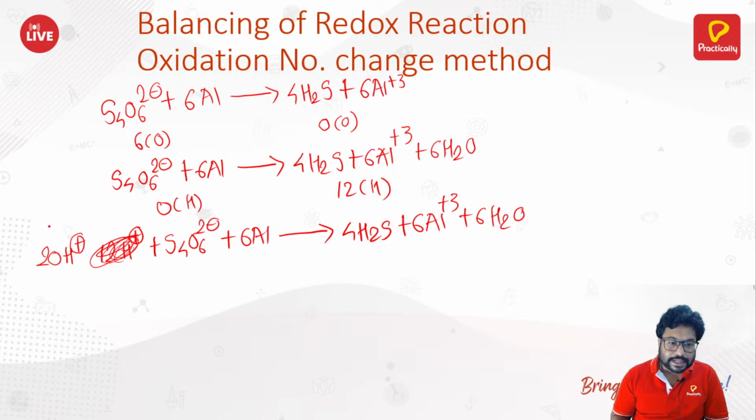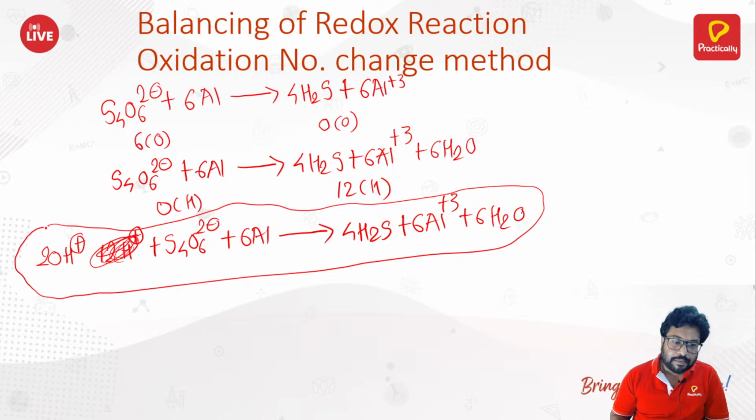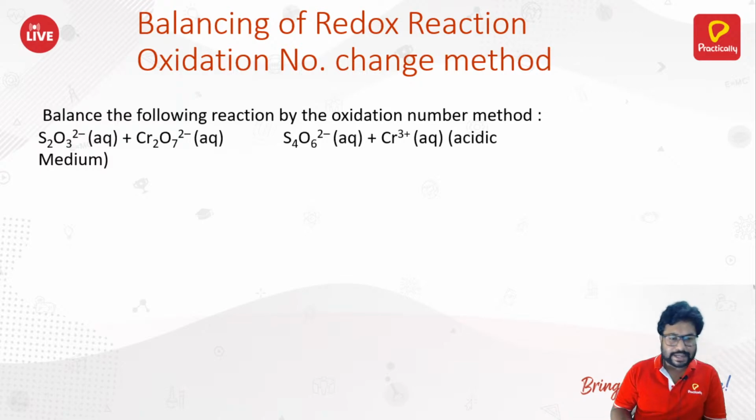Okay. That is how you can balance the particular reaction by using this method. Okay. So moving ahead with this now. Next, balance the following reaction by oxidation number method again. Okay. It is the same kind of reaction. S2O3. Again, this reaction happening in acidic medium.